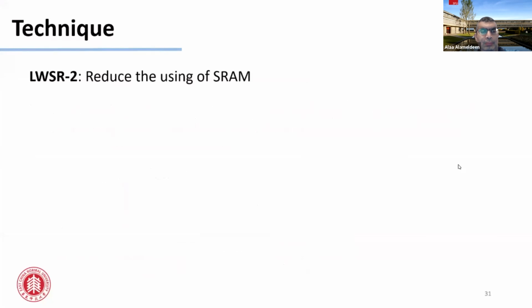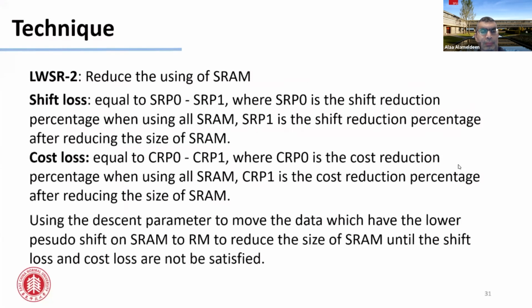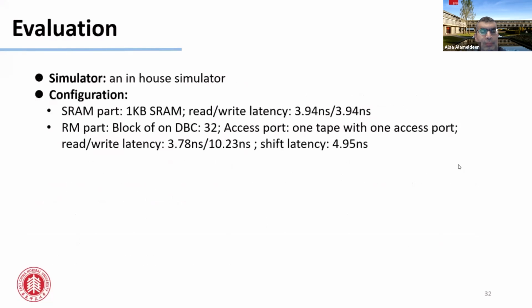Reducing the size of SRAM will bring performance loss. Thus, we define the shift loss and the cost loss. Therefore, LWSR2 uses a descent parameter to move the data which have the lower pseudo shift on SRAM to RM, to reduce the size of SRAM until the shift loss and cost loss are not satisfied.